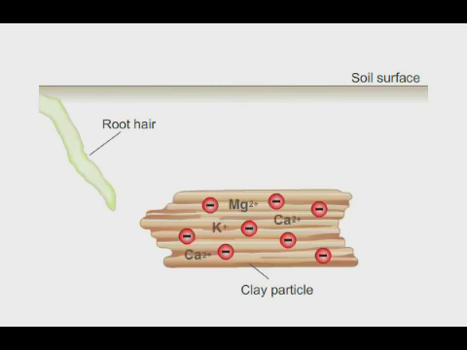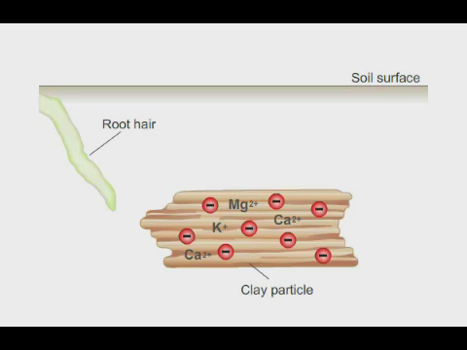Other essential minerals in the soil are positively charged cations, such as potassium, K+, magnesium, Mg2+, and calcium, Ca2+. Unfortunately, these cations are strongly attracted to the negative charges on the surface of soil particles. To separate these cations from the soil, the plant adds hydrogen ions to the soil. This process is called cation exchange.